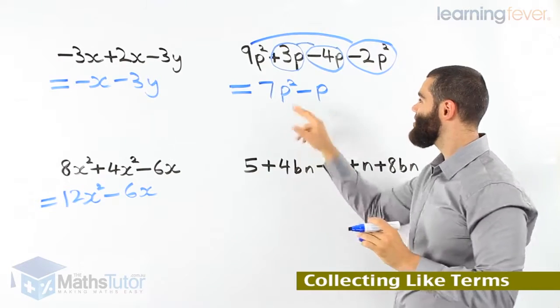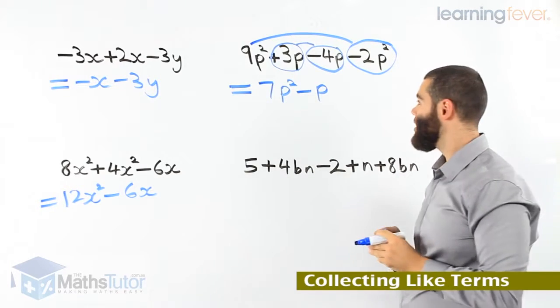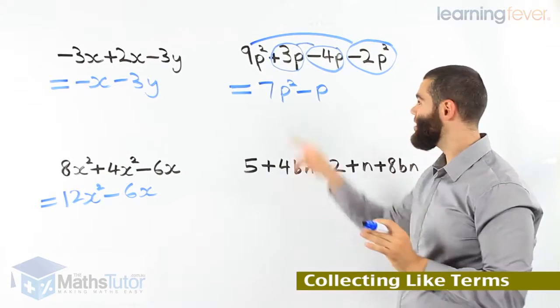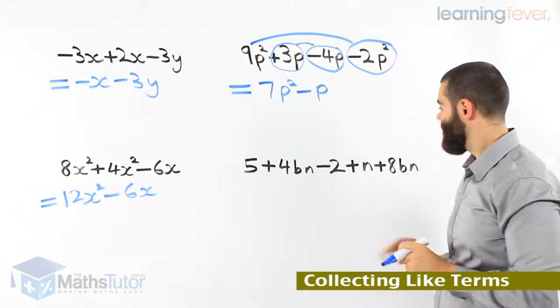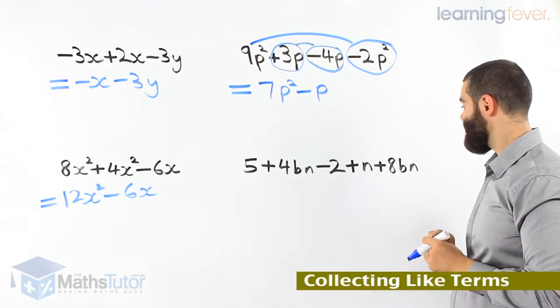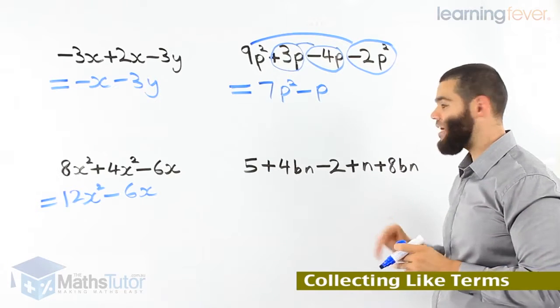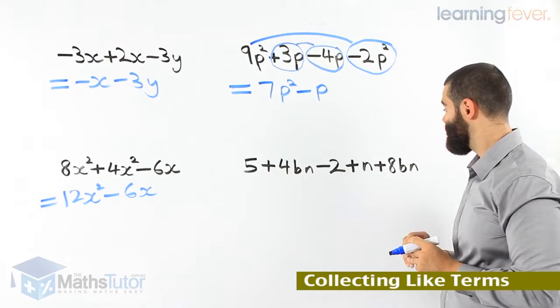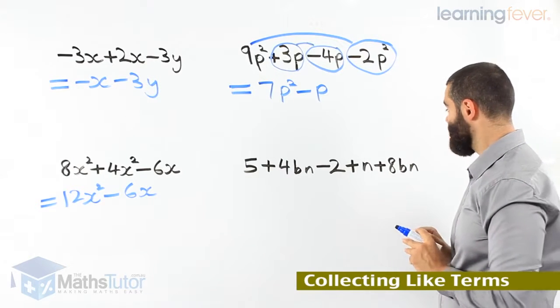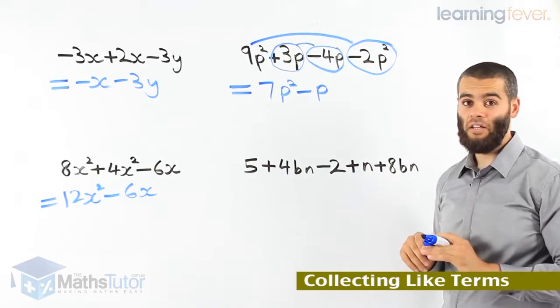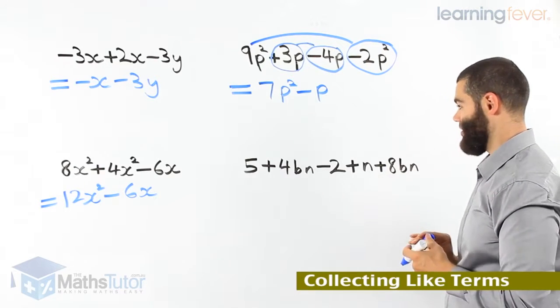Our final answer, 7p squared take away p. Can we go any further? No, we can't. These are not like terms. This is our final answer. Now here we have a nice long one. We're going to have fun here, and of course, we're not going to make any mistakes. It looks long and it looks scary, but we can handle it.